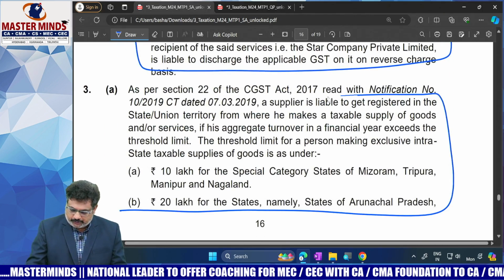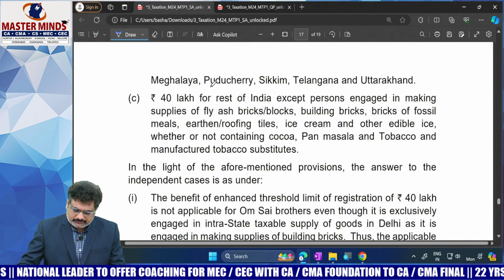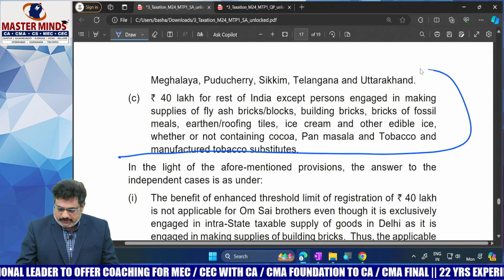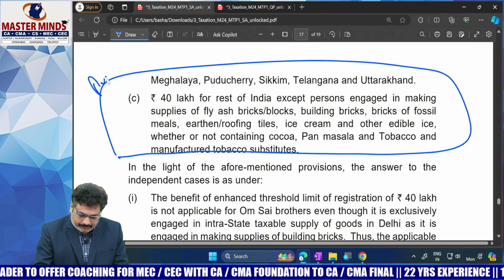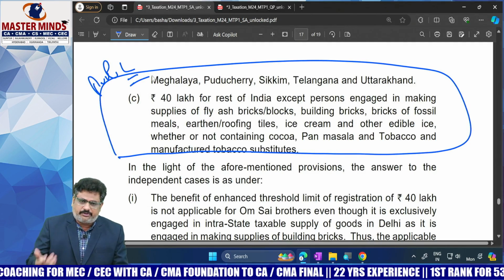This is provisions of law with respect to registration. What does section 22 say? Up to this point is provisions of law. With respect to section 22, what is it saying?